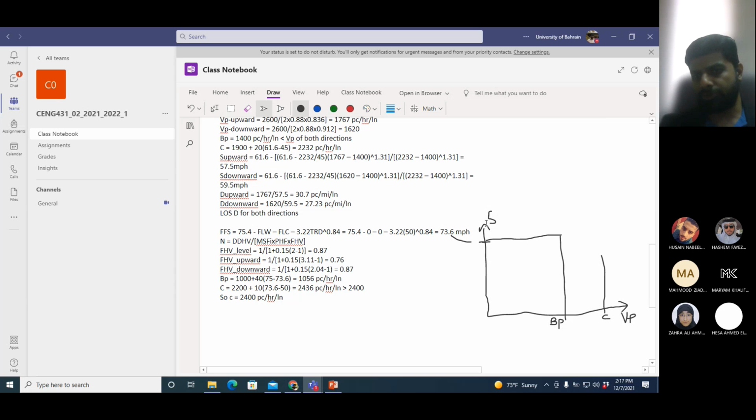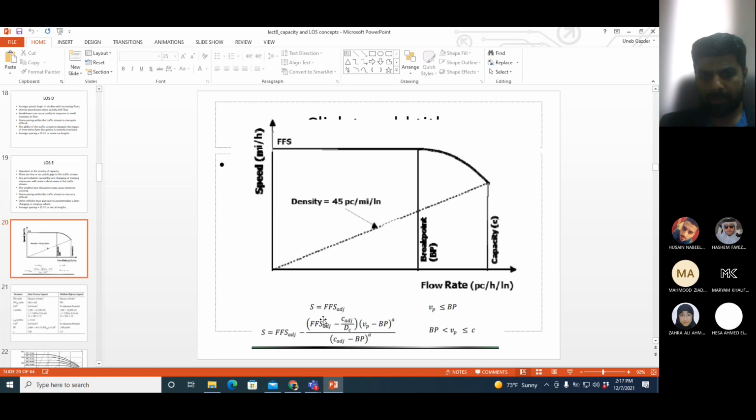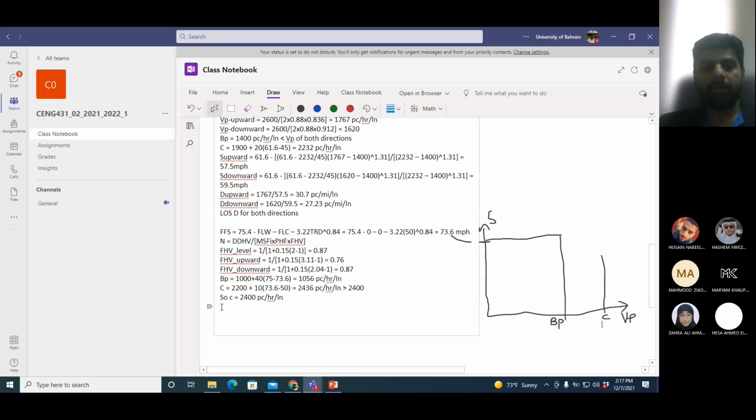The value for speed. So between these 2 points, the curve equation is this one. This is the equation of the curve between BP and capacity. So I will just write the equation for one of them. This is the point you are trying to calculate, the y ordinate, and this is how you will calculate it.